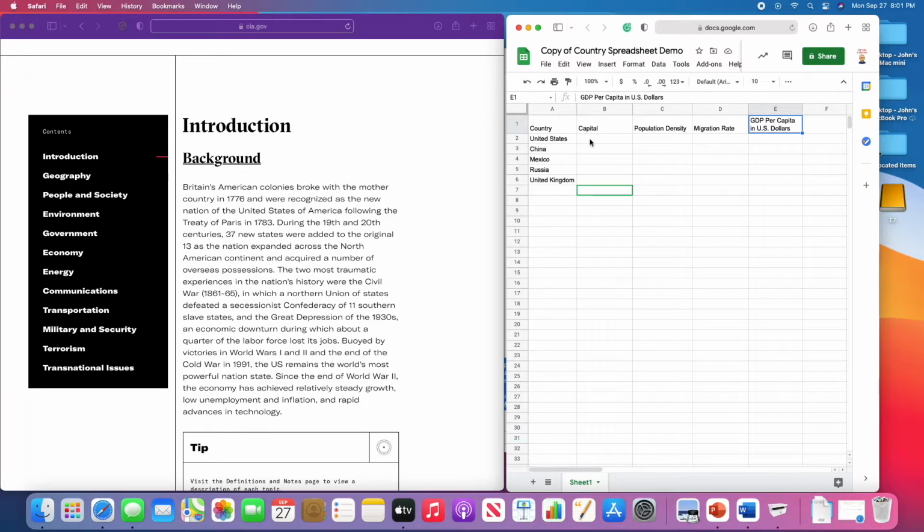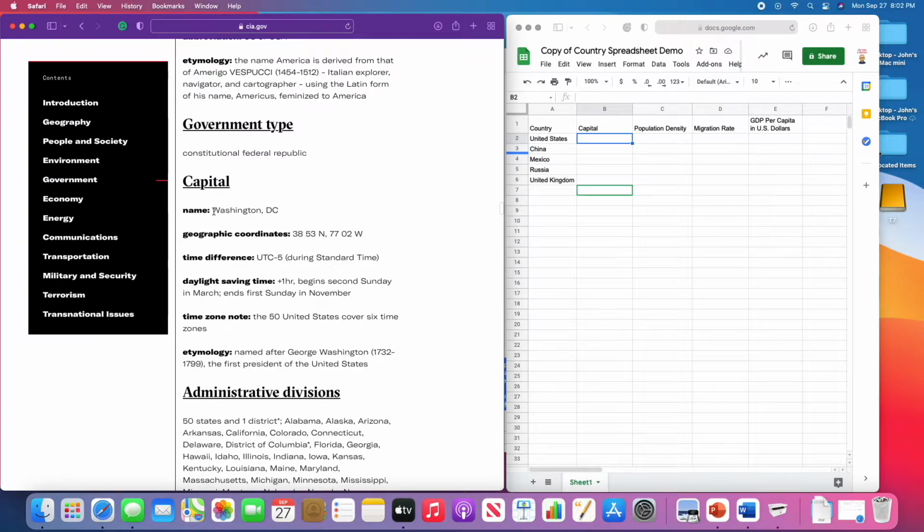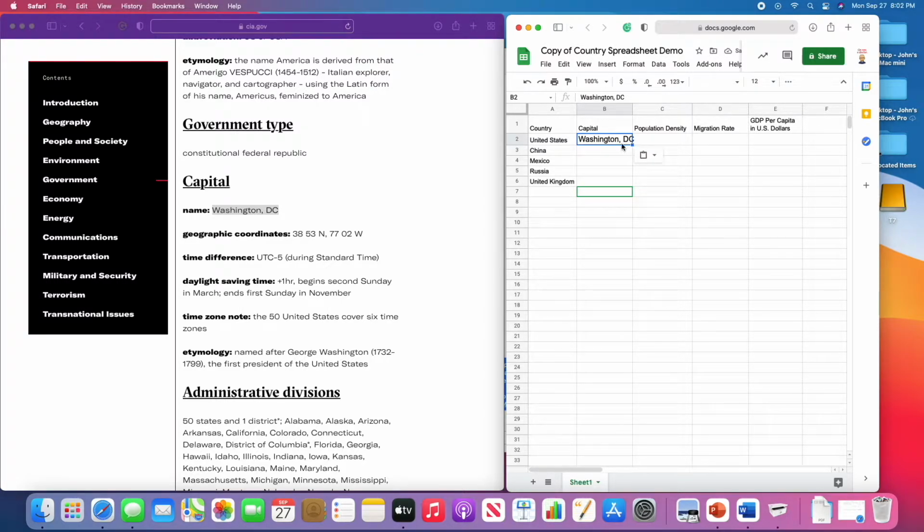So the first thing we're going to be looking for is the capital. We want to know the capital of the United States. You will find capitals under government. And here we are at the government section. Then we're going to go down till we see capital. And we're going to highlight Washington, D.C. And then we're going to copy this information. We're going to go back to our spreadsheet here, and we're going to paste it like so. As you can see, it's running over a little bit, so we can just scoot this over some so that it fits in there nice and neat.